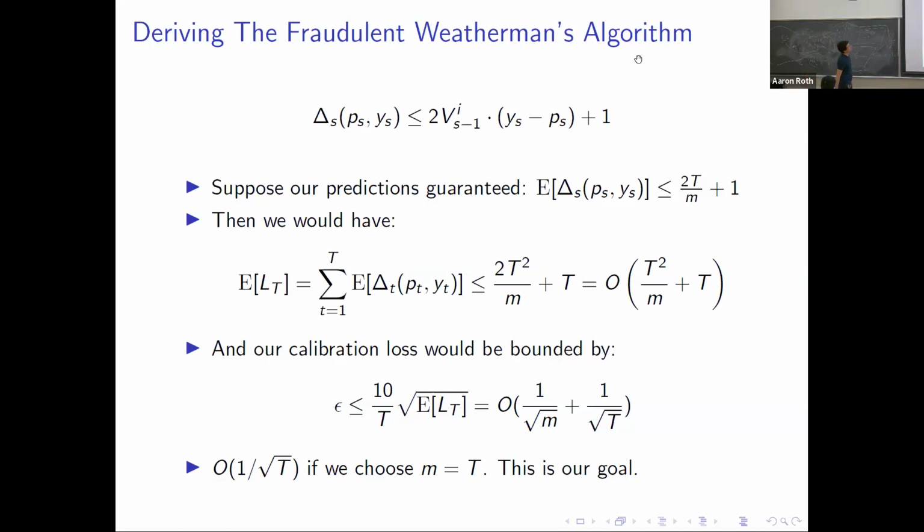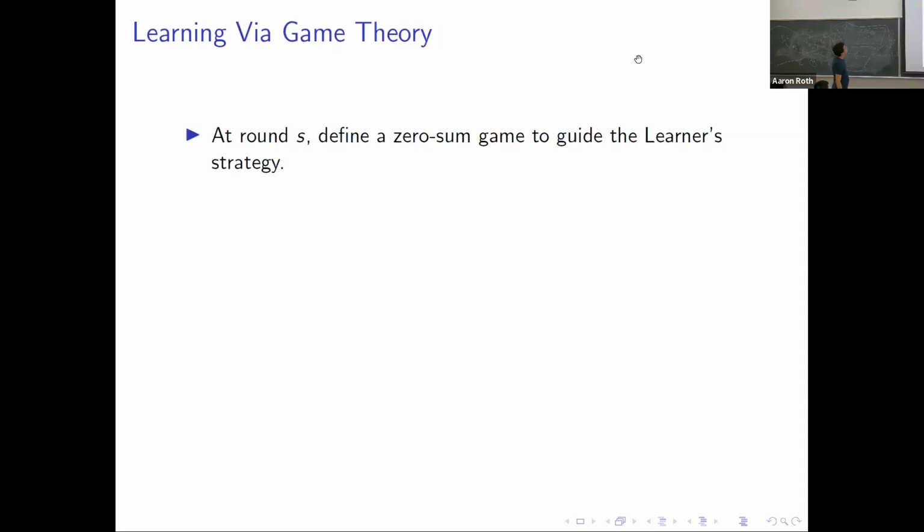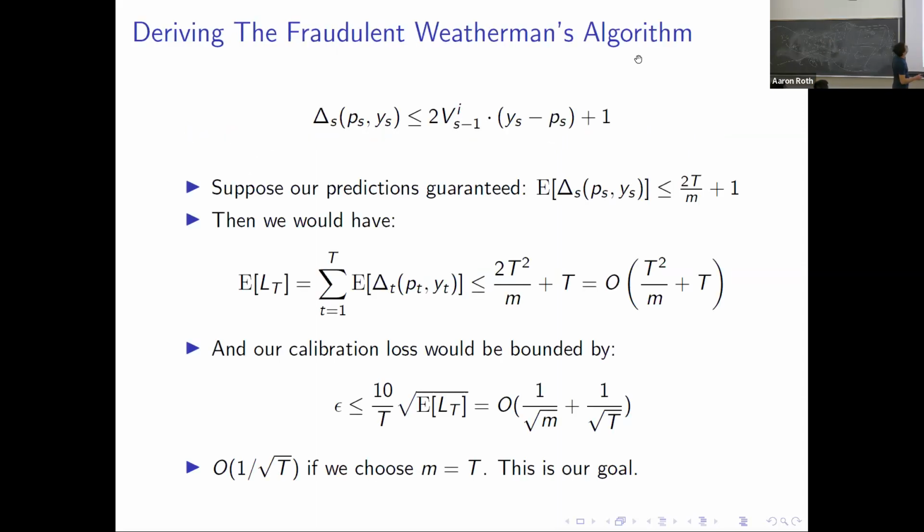And what this is saying is, if we were able to prove that there was a strategy that this fraudulent weatherman could use that would guarantee that his increase in squared calibration loss was as small as this, then he could pass the same calibration test that the oracular weatherman could pass. Right? Okay, so that's going to be our goal.